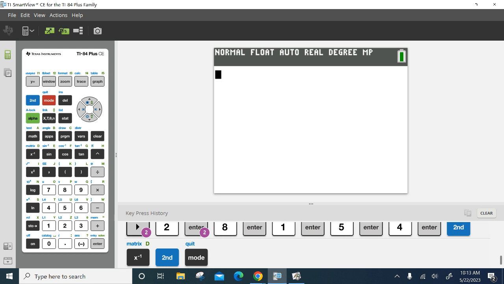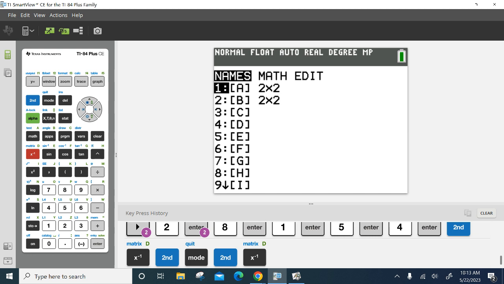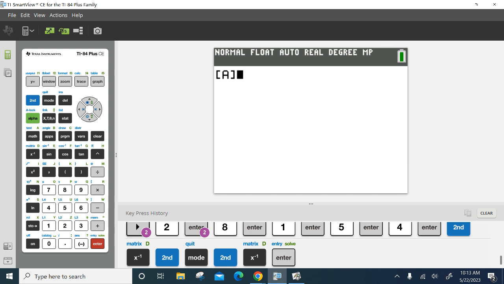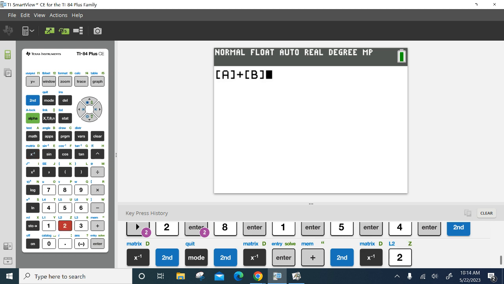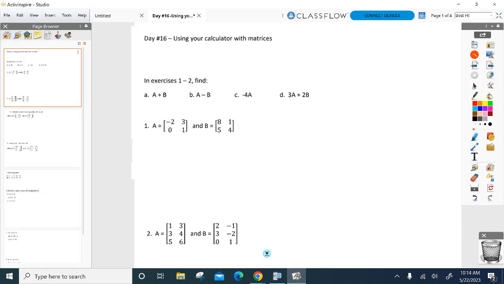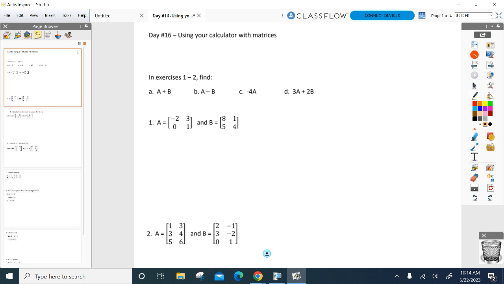All right, so part A says what? Do A plus B. So everyone go back, second x to the negative 1, and choose. I'm not going to edit anymore. They're already edited. I am just choosing matrix A. Adding. Go back to second x to the negative 1. Choose matrix B. And yeah, enter. And it'll actually show you the legitimate matrix there. You go second matrix, enter, and then second matrix, scroll down to the B one, and add it.